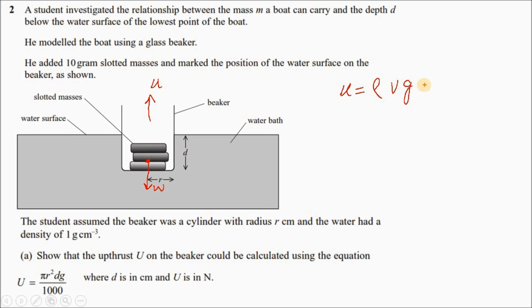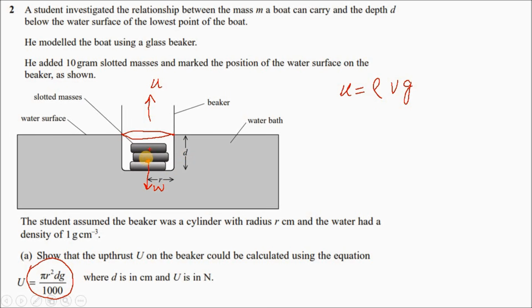So you need to show that the upthrust can be rearranged in the form of πr²dg. Clearly, d is the depth of the cylinder inside the fluid, and it is a cylinder. If you see, this is cylindrical.